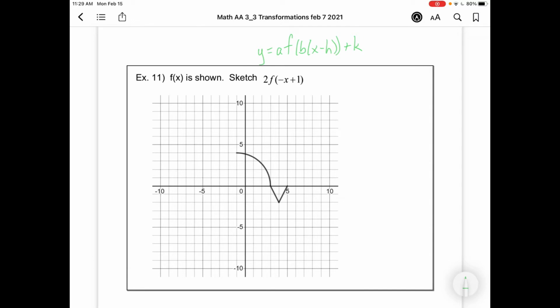You might be tempted to right away go ahead and generate this sketch and talk about all the transformations. So you might be thinking, it's a vertical stretch by a factor of 2. It has a y-axis reflection. And then you might say, well, and it's also moved to the left one, because that x plus 1.